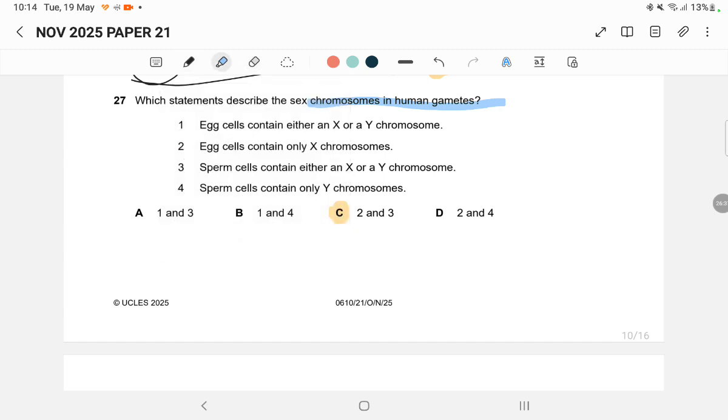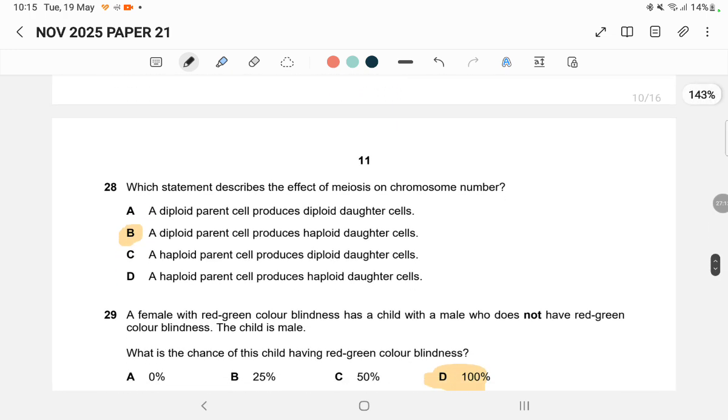Question number 3: sperm cells contain only Y chromosomes? No, because I drew here the diagram showing that the female has only XX chromosomes, but the male has XY. So basically 2 and 3 will be right. Why is 1 incorrect? Because an X cell only contains the X chromosome, it cannot contain a Y chromosome. Number 4 says sperm cells contain only the Y chromosome, which is incorrect, of course, because sperm cells contain X and Y. So 3 says sperm cells contain either an X or a Y chromosome, which is the right option, because sperm cells contain both.